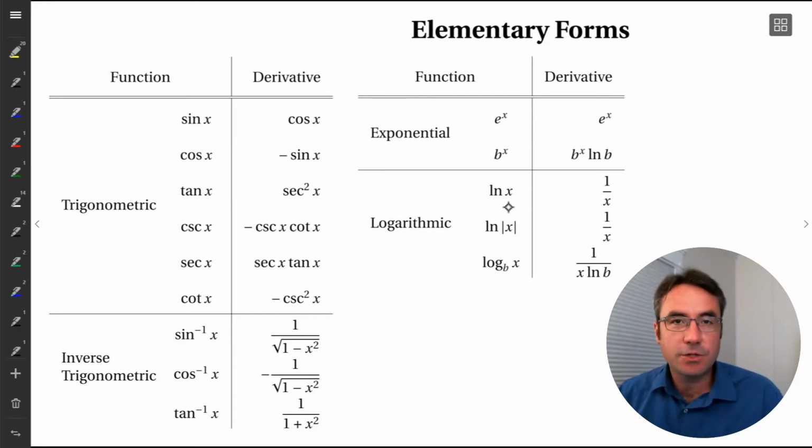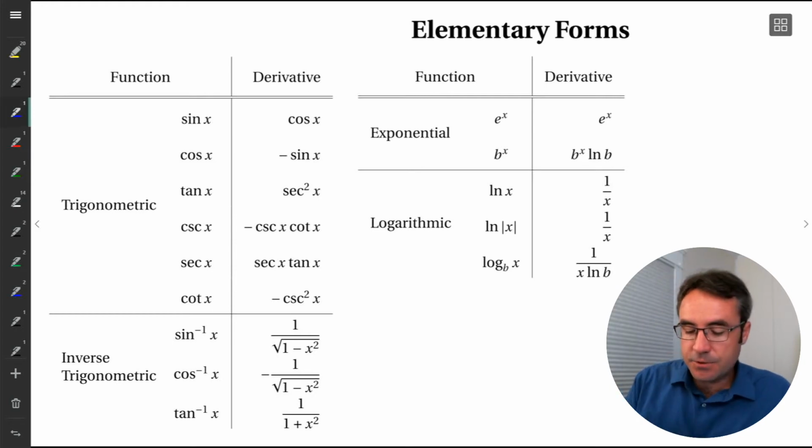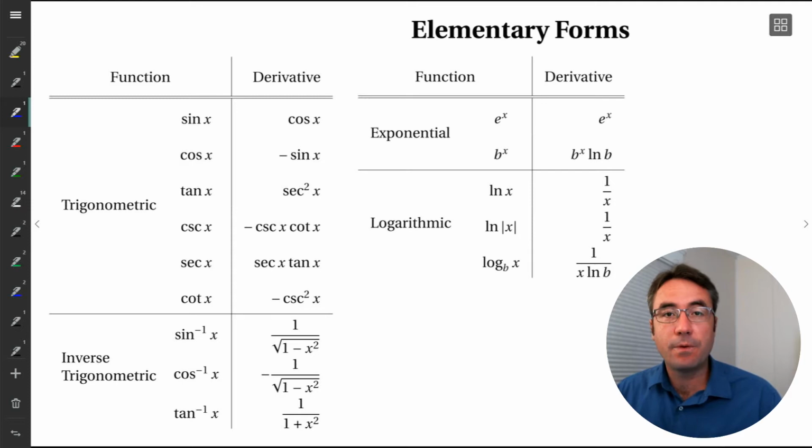And then we have our log functions. So we have our natural log, which is log base e. A lot of times we're also interested in the natural log of absolute value x. And then we have our general log function, log base b. We've looked at these derivative formulas before. What we're going to do in this lesson is actually prove many of these formulas.